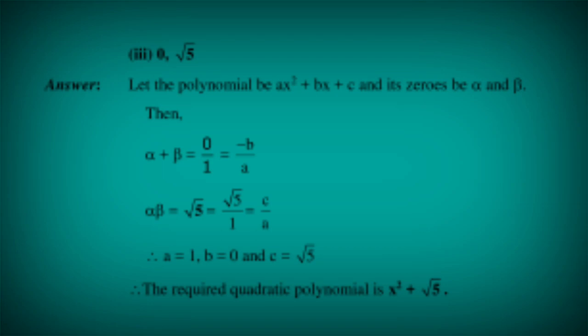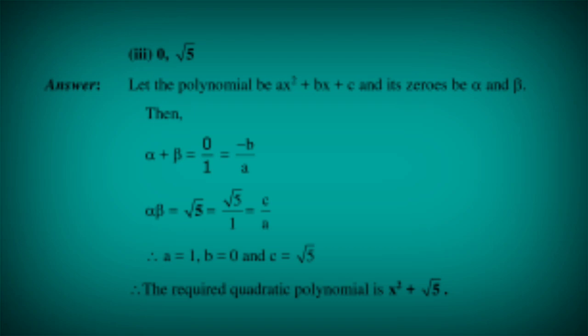Now the third question, 0 and root 5. This is also the same thing, we have to simplify it. First we have to write alpha plus beta as 0 divided by 1. Why do we write 0 divided by 1? Because the denominator is nothing in both terms. The first term is 0, divided by 1 the answer will not change, so the answer is 0 only. So you have to compare with the formula minus b divided by a.